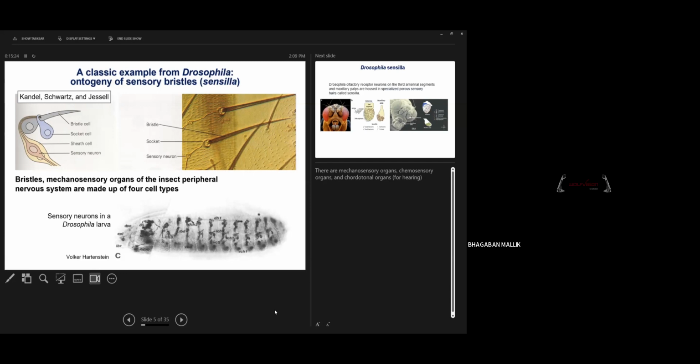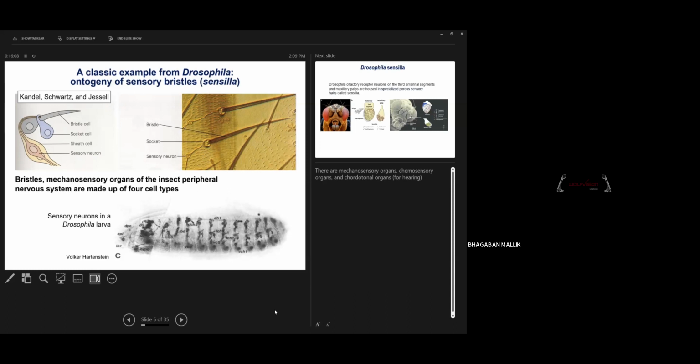You have the basal cells, which produce the hair, and you have the socket cells, which act as a kind of base for the bristle. Then you have the sensory neuron, which is surrounded by sheath cells. So you have 4 cell types, and each cell type contains different transcription factors to differentiate into different cells. You have different transcription factors for basal cells, for socket cells, for sheath cells, and for the sensory neuron. Okay, clear?